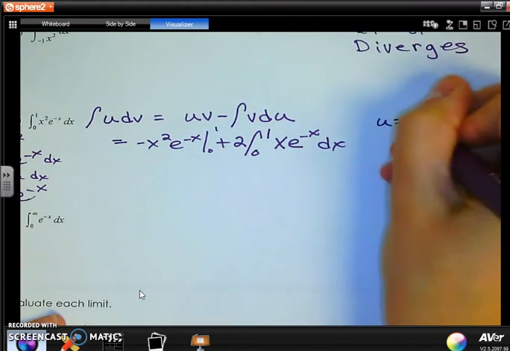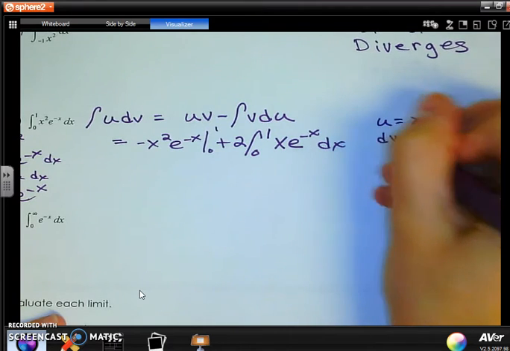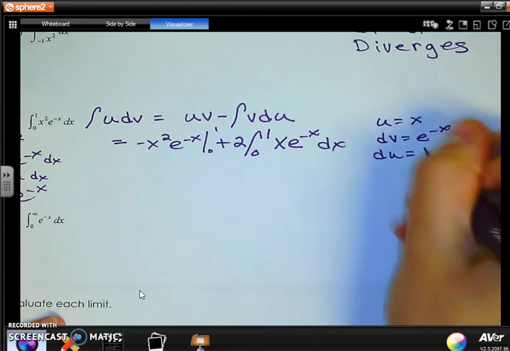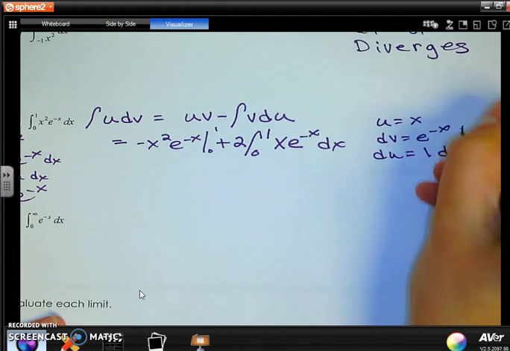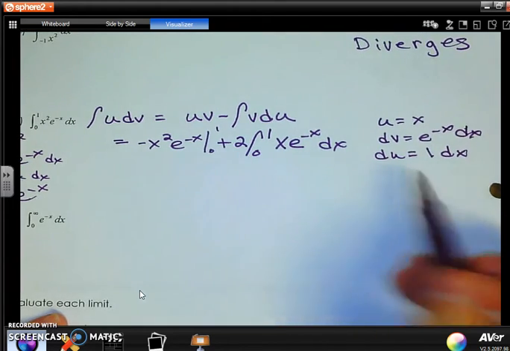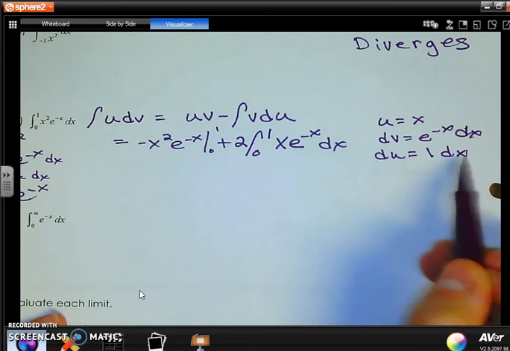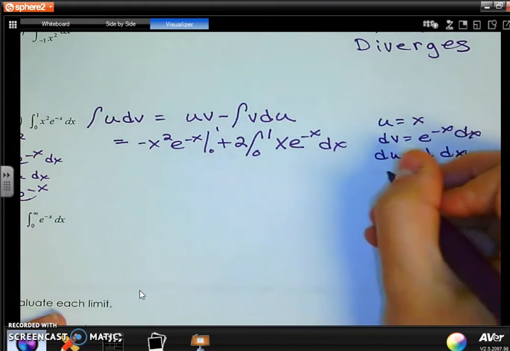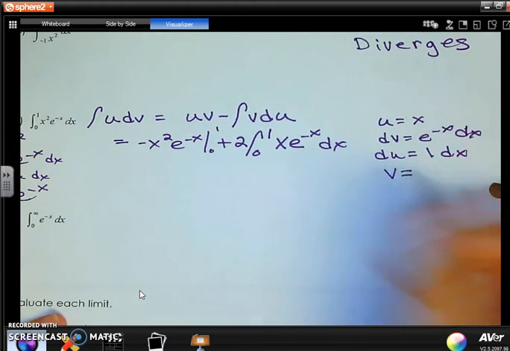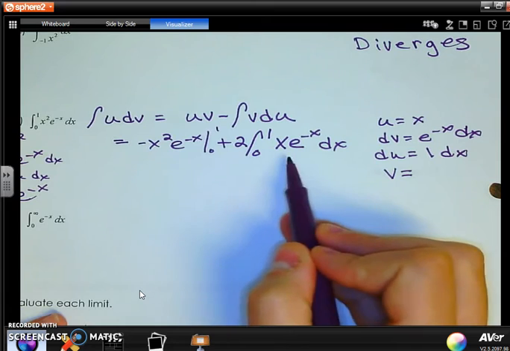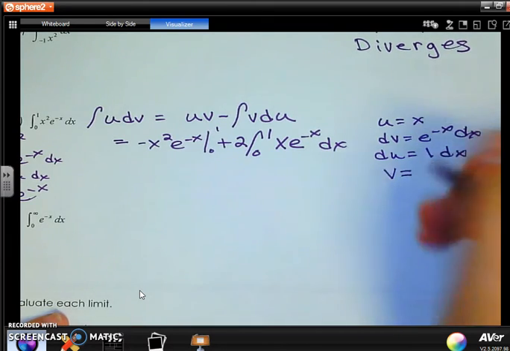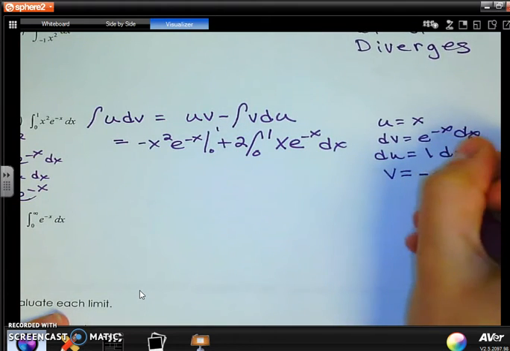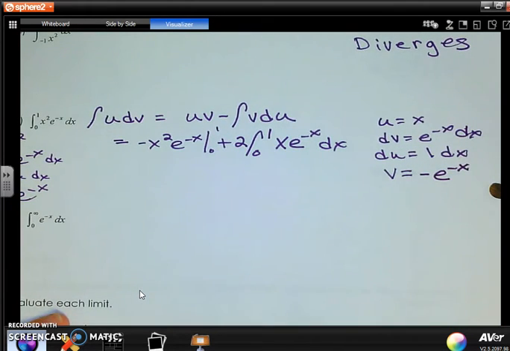Again, u is x, and that means that the dv is going to be e to the negative x. du equals 1 dx, and technically there's dx up there too. Okay, this is good news. Once your du is down to just a dx, that means it's probably going to be the last time you have to do it, because when you get back to this part in the next step, you're only going to have an e to the x, which will be good. And again, very similar to before, it's going to be a negative e to the negative x there.